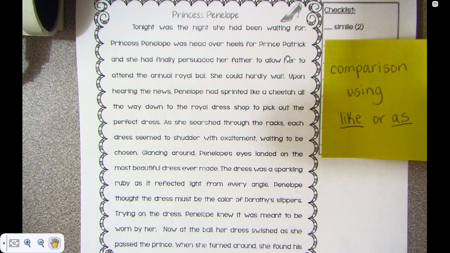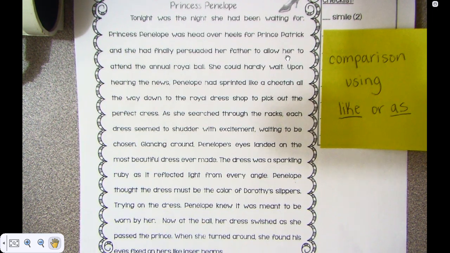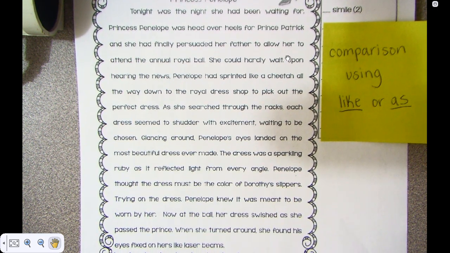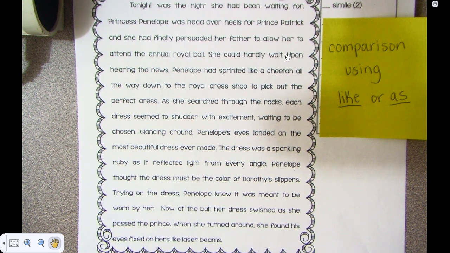As she searched through the racks, each dress seemed to shudder with excitement, waiting to be chosen. Glancing around, Penelope's eyes landed on the most beautiful dress ever made. The dress was a sparkling ruby, as it reflected light from every angle. Penelope thought the dress must be the color of Dorothy's slippers. Trying on the dress, Penelope knew it was meant to be worn by her. Now at the ball, her dress swished as she passed the prince. When she turned around, she found his eyes fixed on her like laser beams.